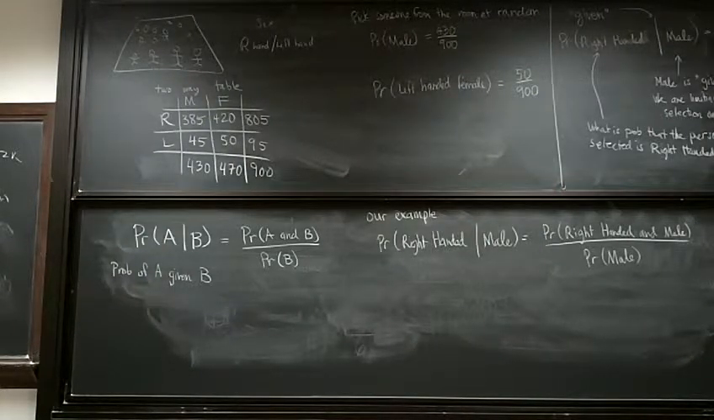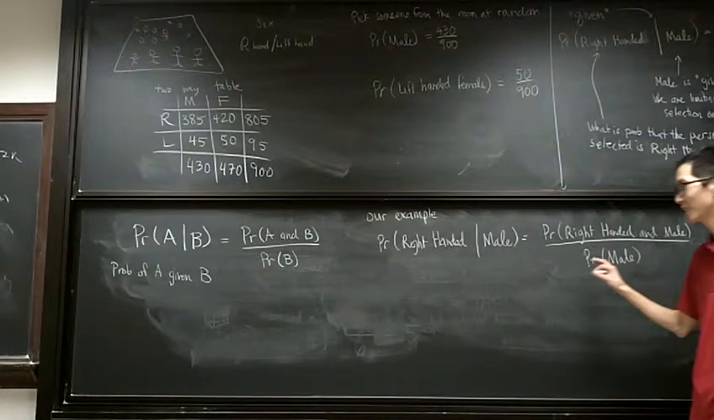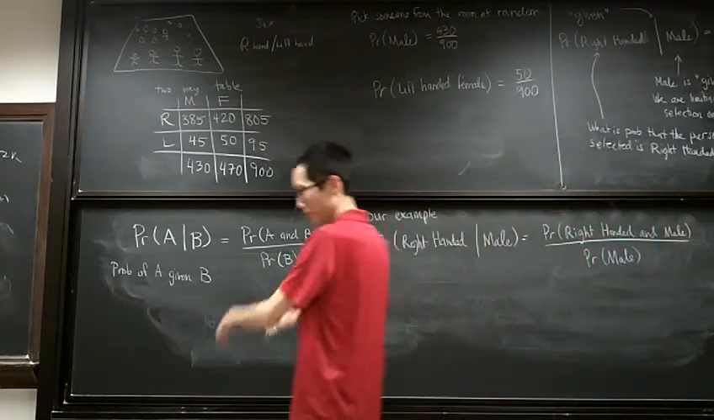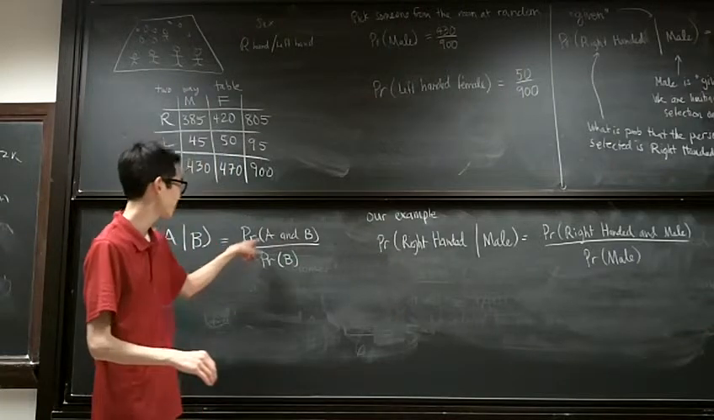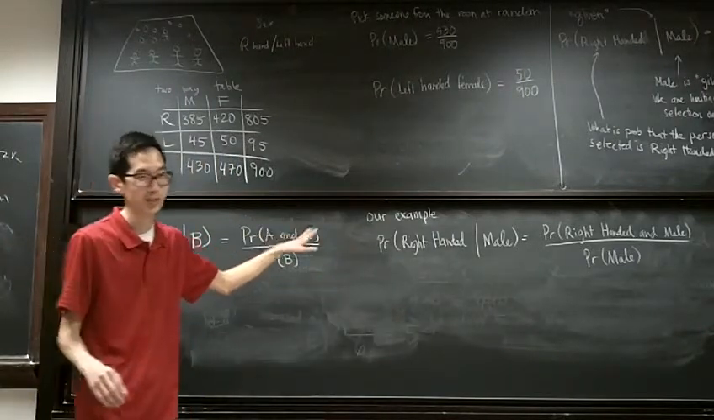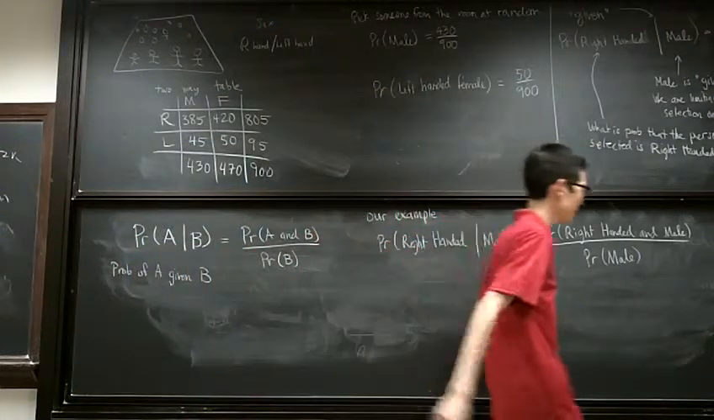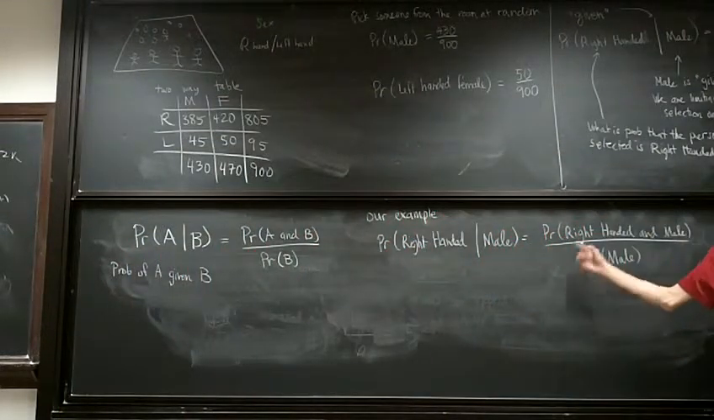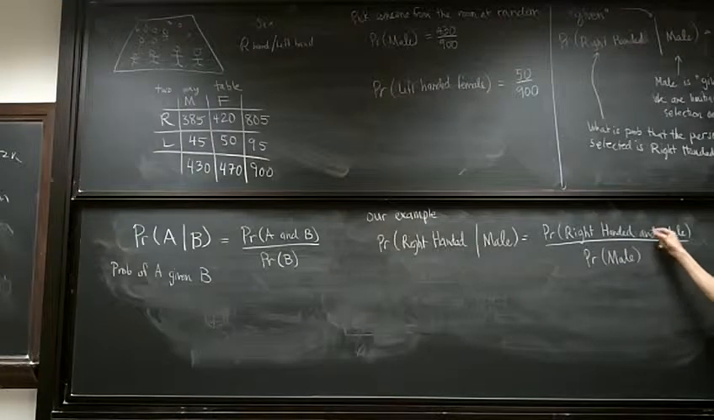So far, so good, right? All I've done is, it's like Word. Control F. Wherever you see A, put in right-handed. Autocomplete. New rule. Replace A with right-handed, B with male. Okay, so we've got this. All right.